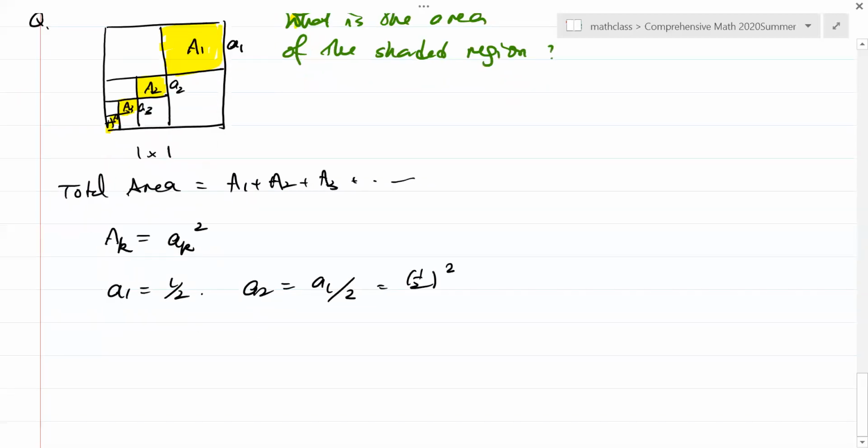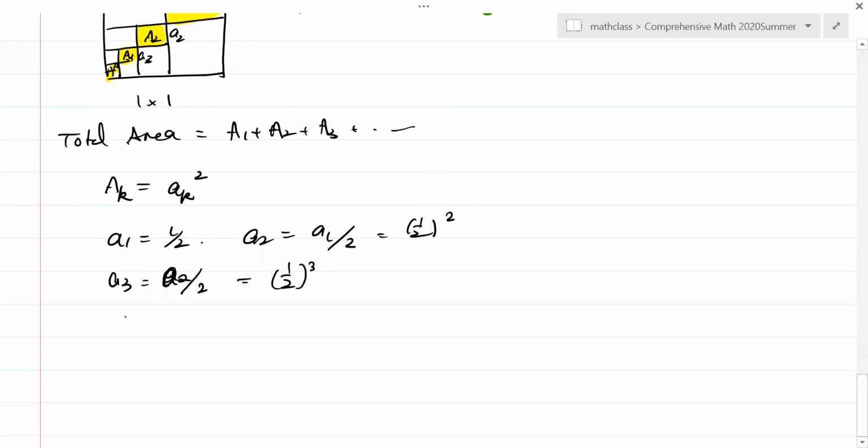Okay, and keep it going. This is going to be a2 over 2. Okay, what is a2? 1/2 squared, so now we have 1/2 cubed. So what do we get? We get the general formula: little a_k is 1 over 2 to the power k.